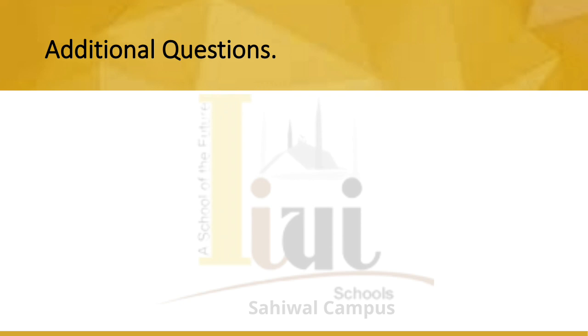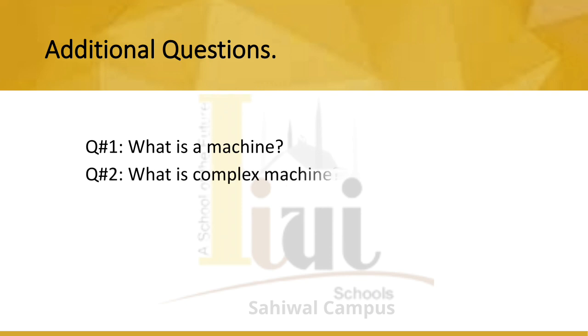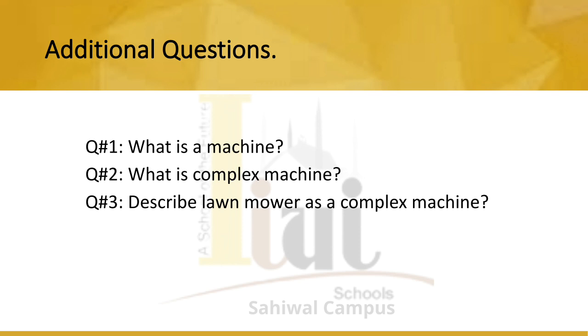Additional questions. So here are some additional questions which you have to do. Question number 1. What is a machine? You can find this answer on page number 5 and write it. Question number 2. What is a complex machine? You have to find what a complex machine is, think about it, and then write it. Question number 3. Describe a lawnmower as a complex machine. A lawnmower is a complex machine, so you have to discuss how it is a complex machine and how it works.